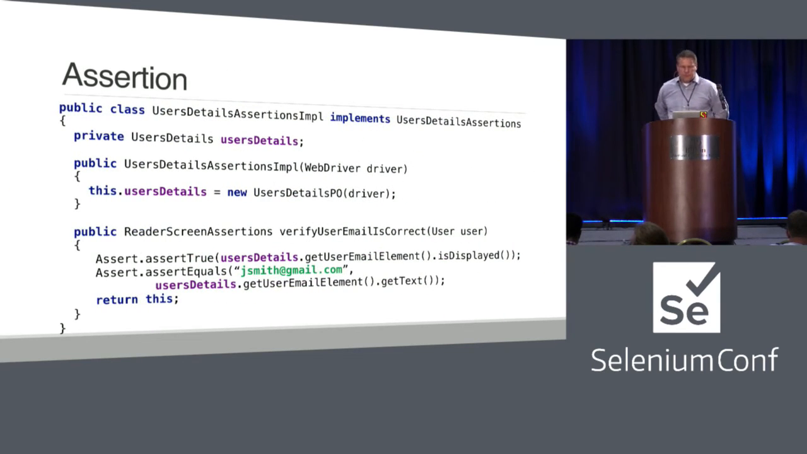Assertions. Here we have a single method indicating the intent of the assertion, realizing there could be more than one assertion inside that method.